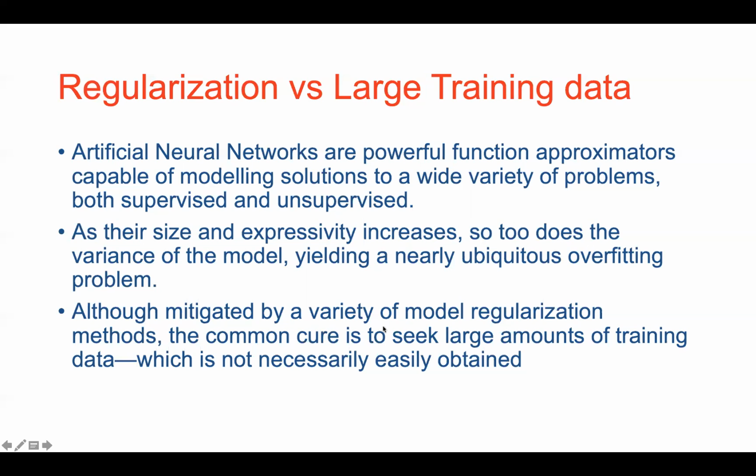Although mitigated by a variety of model regularization methods, the common cure is to seek a large amount of data, which is not necessarily obtained. You can say, look, you trained FizzBuzz on only 1,000 epochs of 128 samples and so on. Maybe what if you had used 256 samples? So you can say, well, increase your data set, but it's not always easily obtained.